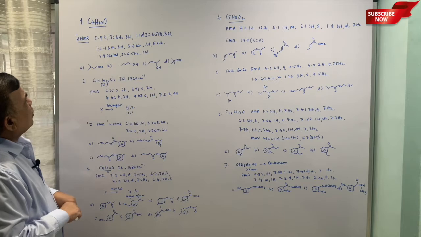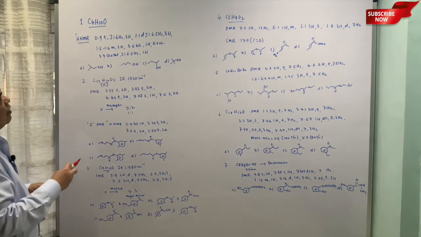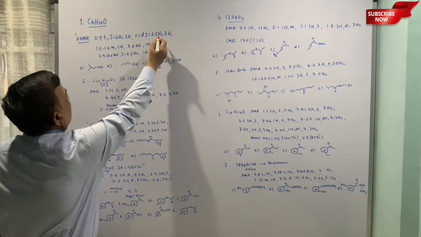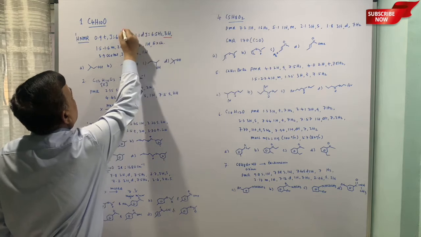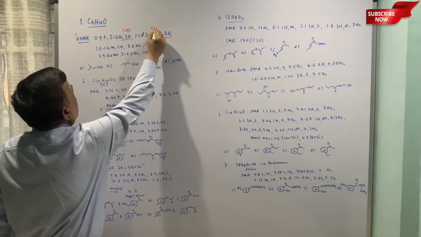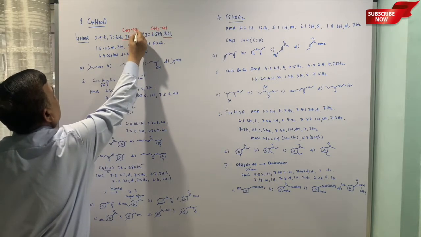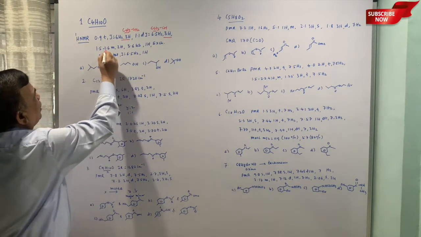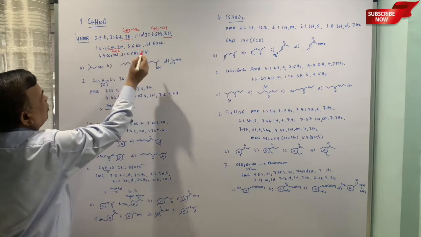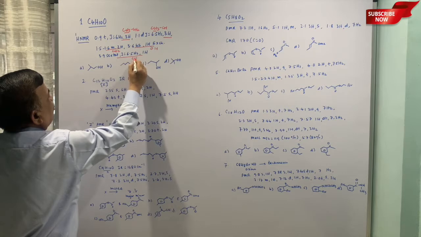C4H10O is the molecular formula and the proton NMR is given: 0.9 triplet, J equal to 6 Hertz. You can see that these 3 protons are CH3. In this case it is CH3, attached to CH2. This is CH2, this is OH, and this is CH.